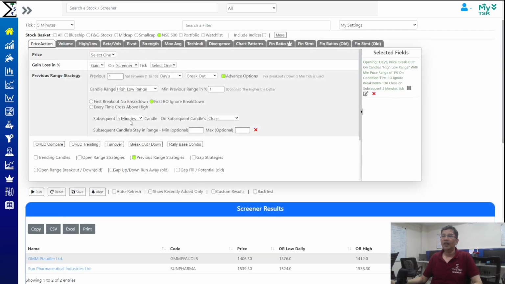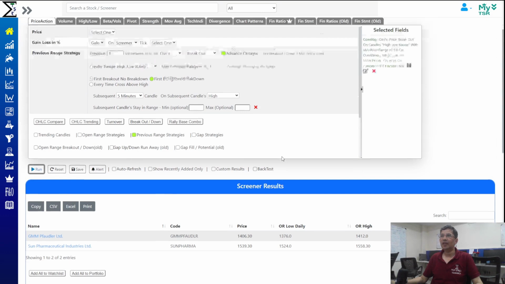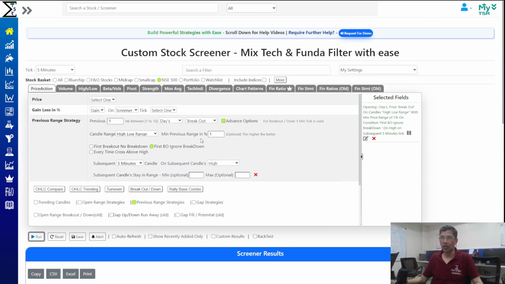The other option is you can choose either 5 minutes, 10 minutes, or 15 minutes. You can choose breakout or breakdown. So in this example, let's say we look at breakout. What we were looking at is the close price. You may want to look at the high also to see whether there's any interesting stock coming. Again, there's no other stock coming. We got the same set of stocks, right?